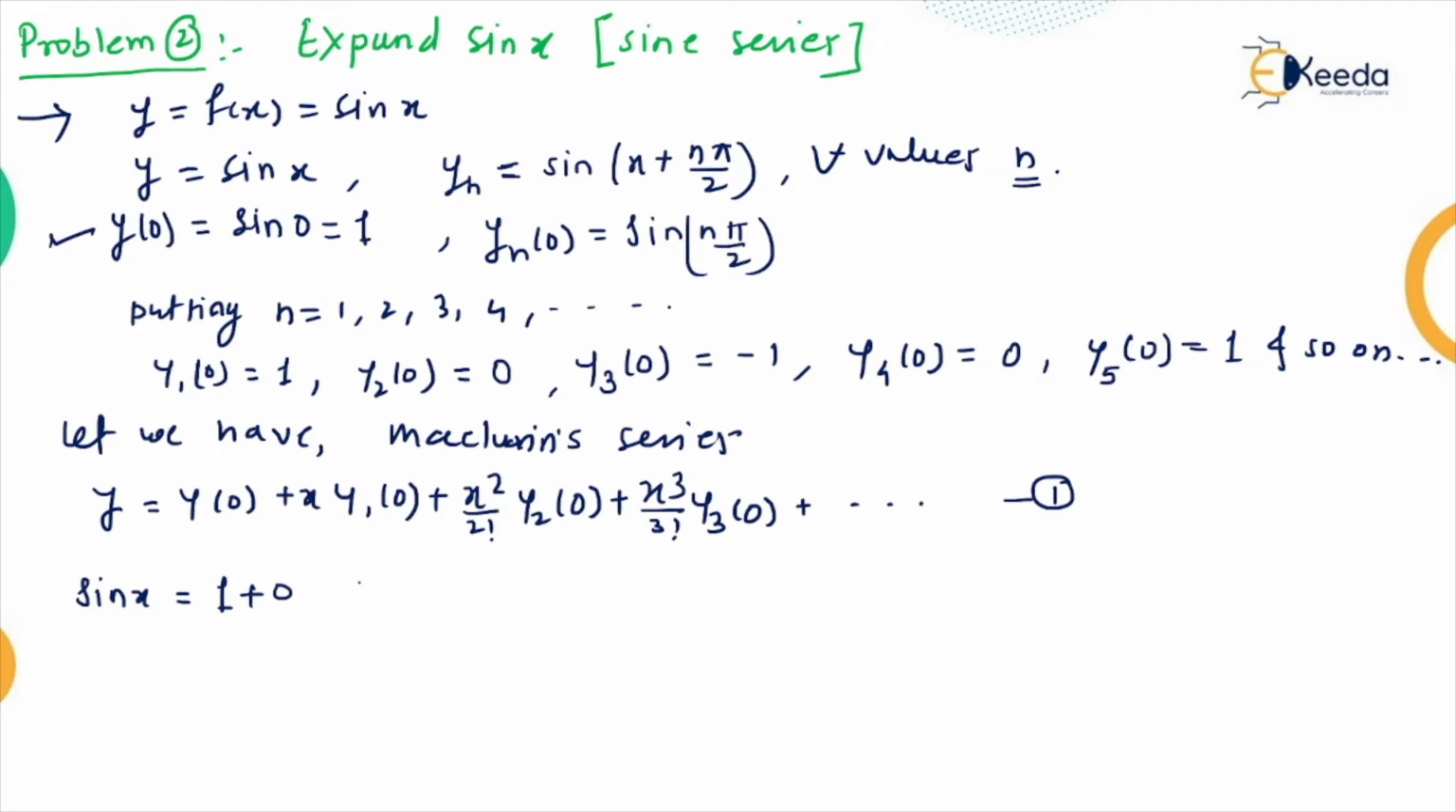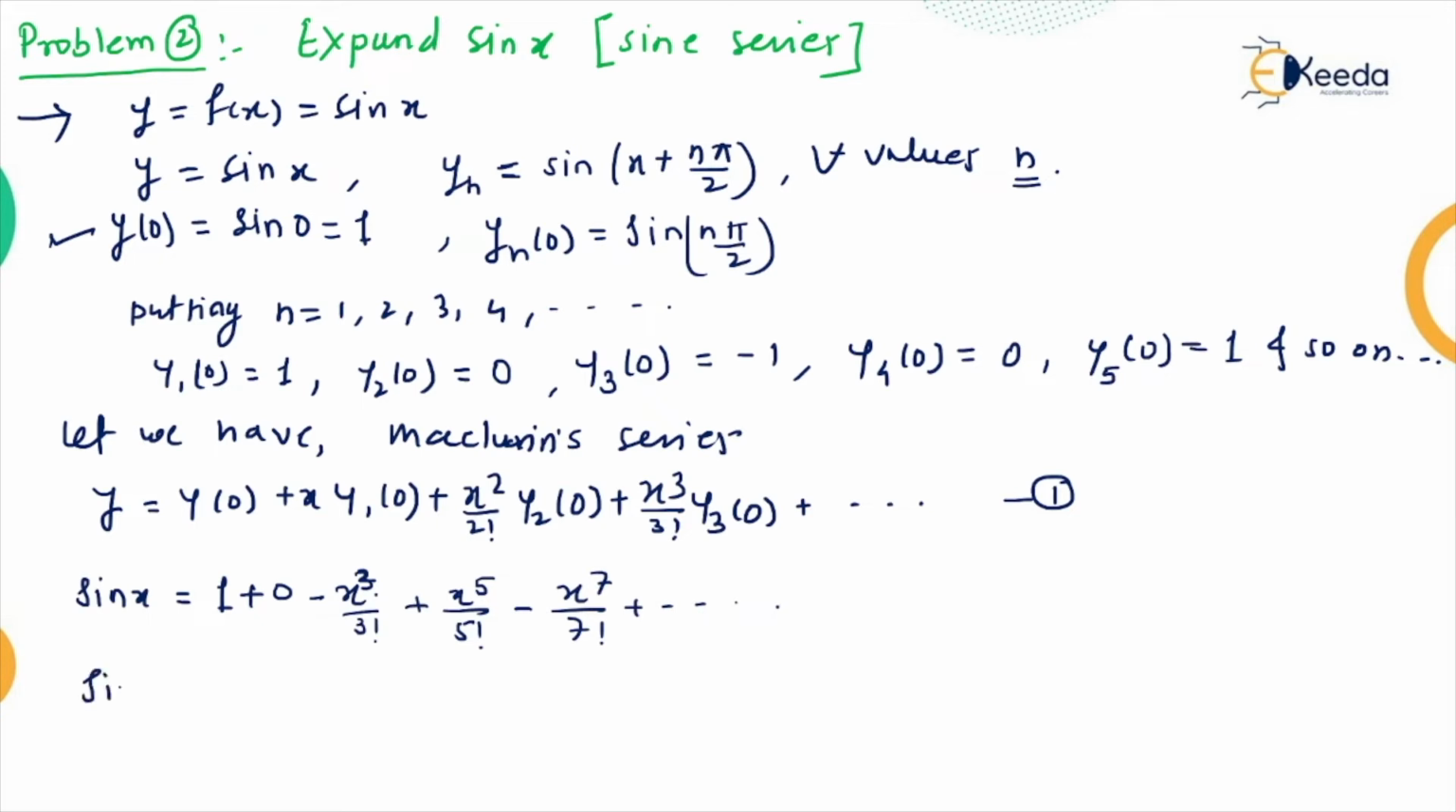y3 of 0 will be minus 1, so this is x cube into y3 of 0, that is x cube upon 3 factorial into the value, which is -1, right? Plus the next term, x^4 upon 4 factorial into y4 of 0, which again becomes 0, and the next term is positive, plus x raised to 5 divided by 5 factorial. Similarly, the next term is x raised to 7 divided by 7 factorial, and so on.